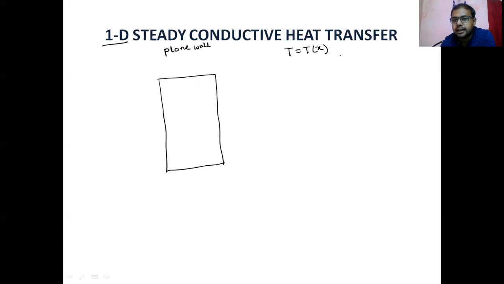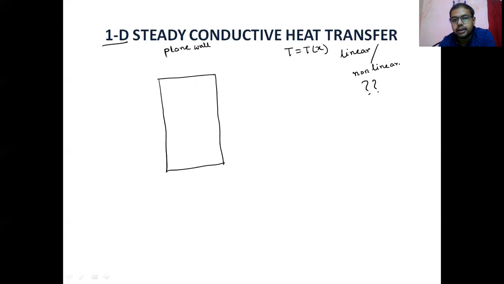Hence, it may be linear, it may be non-linear. Whether T is linear or non-linear depends on conditions, which we'll see later. This is the implication I'm giving to you. T is a function of X, but it may be a linear function, it may be a non-linear function.